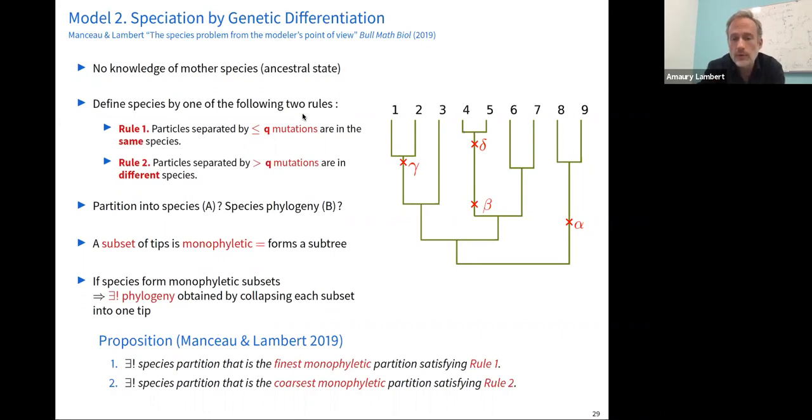And so you see that if you apply rule 1, 1 and 9 will be in the same species, but this contradicts rule 2. And so there's no way actually of reconciling the two rules. And actually, even if you only take one of these rules, there are multiple partitions that satisfy either rule. For example, the partition where you put all particles in the same species satisfies rule 1, and the partition where you put every single particle in a different species satisfies rule 2. Okay, so it's not clear how you can partition into species.